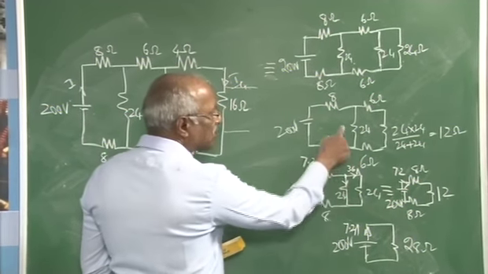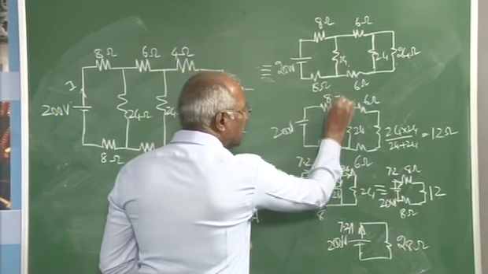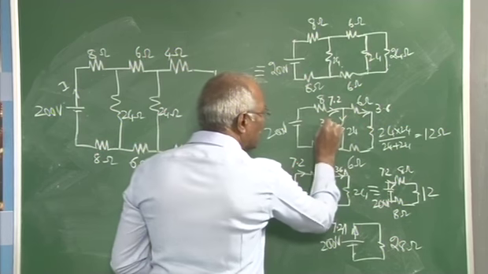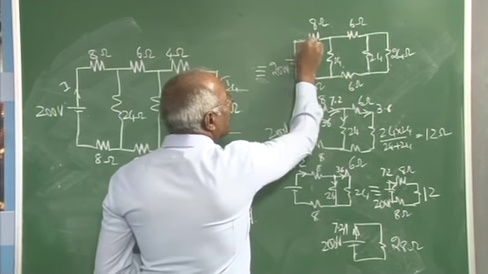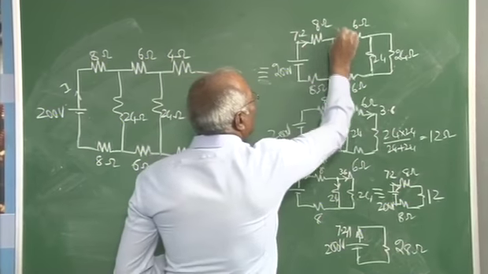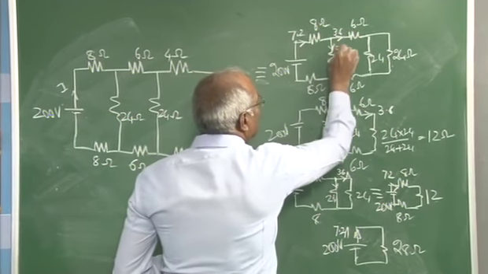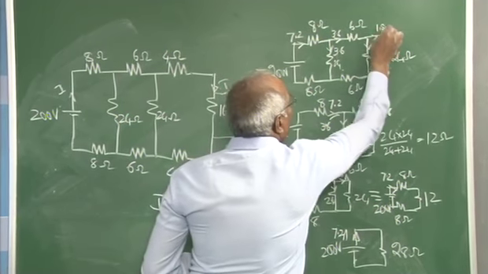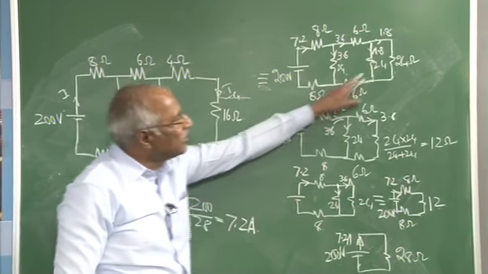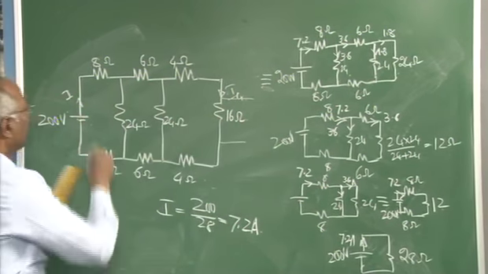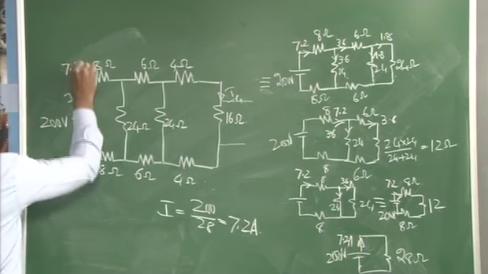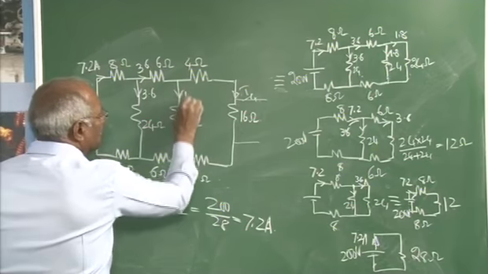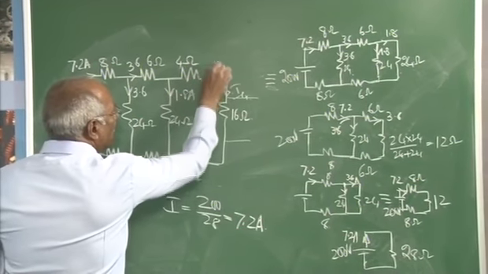This is almost the same as this one, this being 7.2, this being 3.6, and this also 3.6. Go back to the previous step, this being 7.2, here it is 3.6, this also 3.6, and here the current divides, 1.8, this is also 1.8. This is the same as this one. With that in mind, here you will observe this is 7.2 amperes, this is 3.6, this also 3.6, this is 1.8 amperes, this also 1.8 amperes.